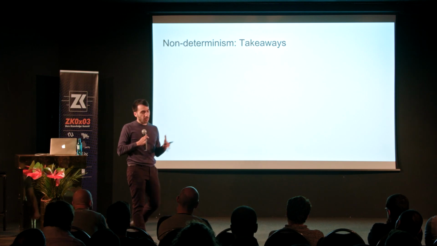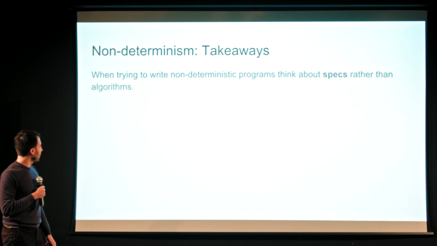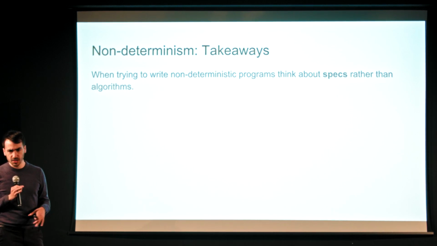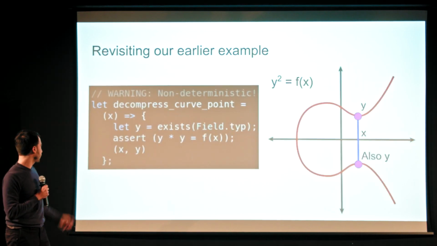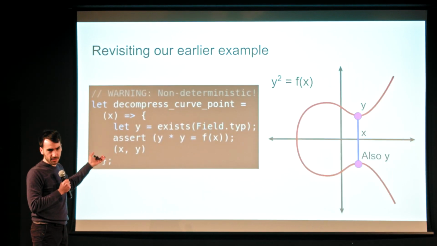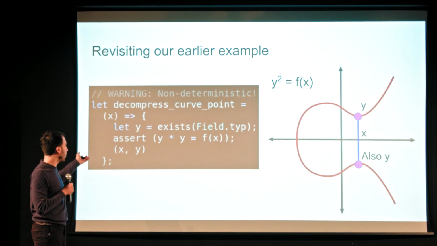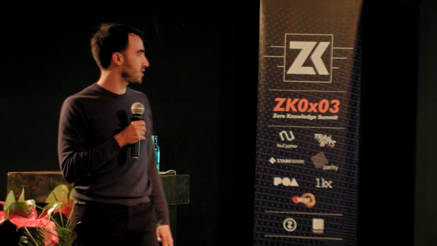So just to wrap up, takeaways about non-determinism. When you're trying to write non-deterministic programs, you think more about specs than algorithms. So this is like a spec. I'm saying basically return y where y squared is equal to f of x. You see what I'm saying? It's not really an algorithm. It's just a spec. It doesn't tell you how to find y.